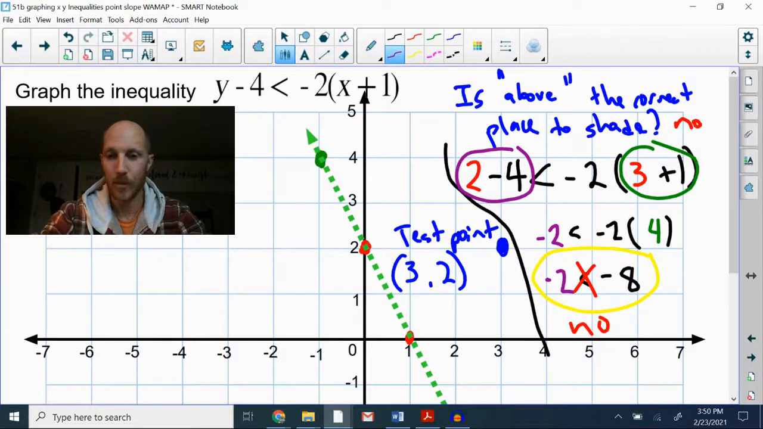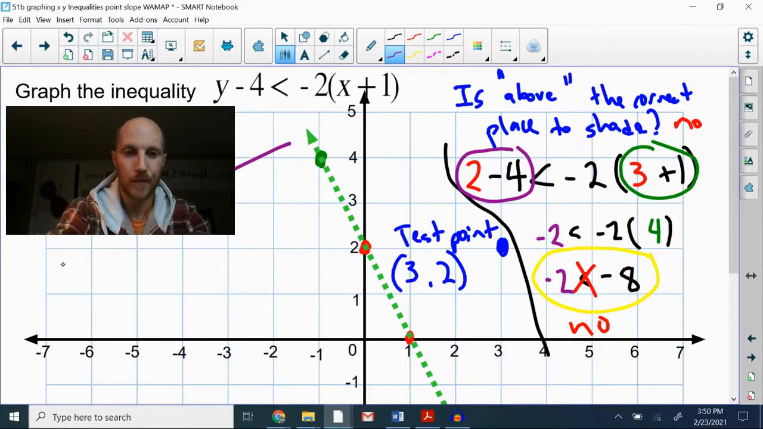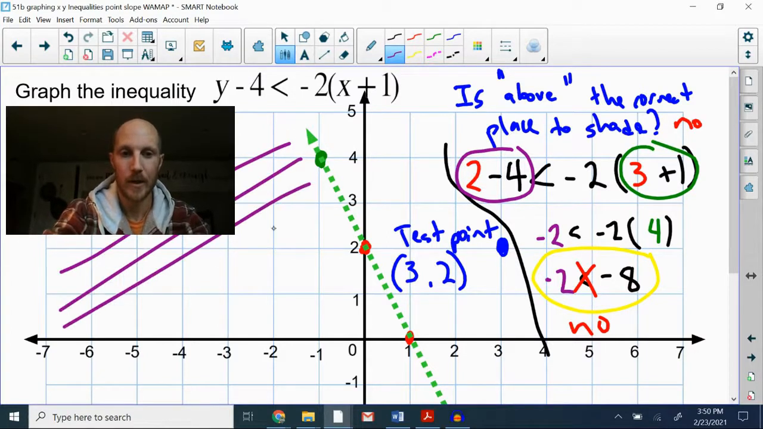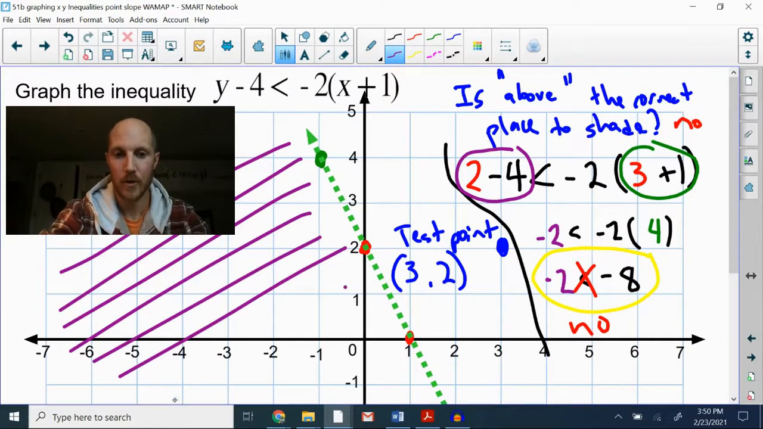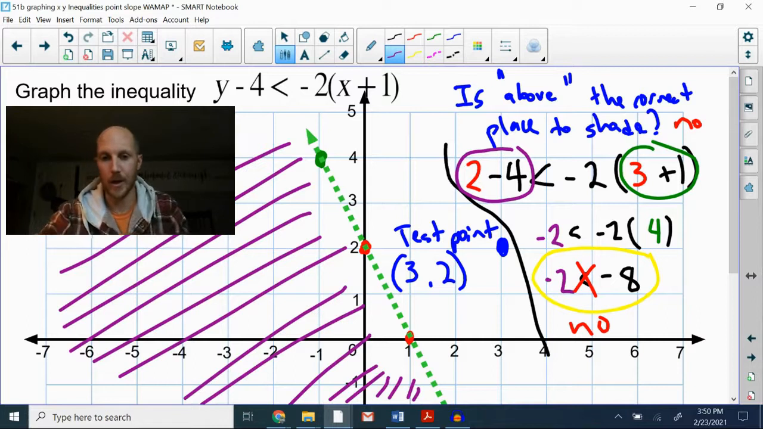So since the test point's above, I'm going to shade the other part of the graph. So the test point's on one side, I need to shade in the other side. Right, and I could scroll down and shade the whole entire graph incredibly thoroughly, but you can't see that anyway.